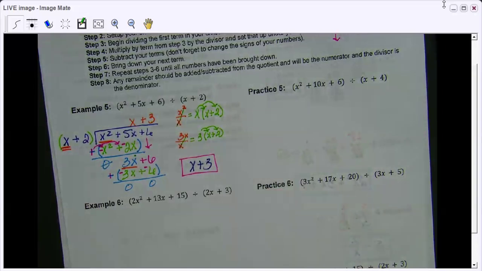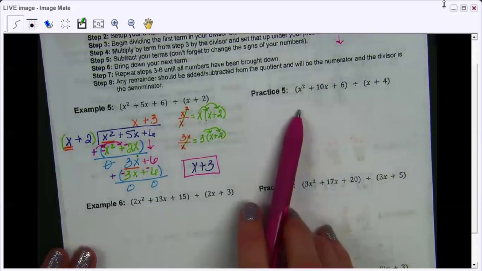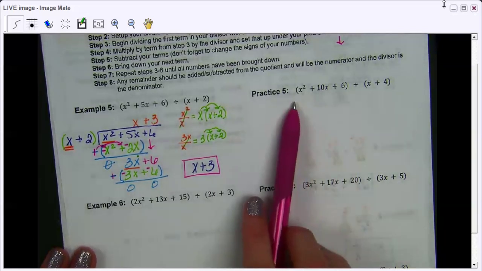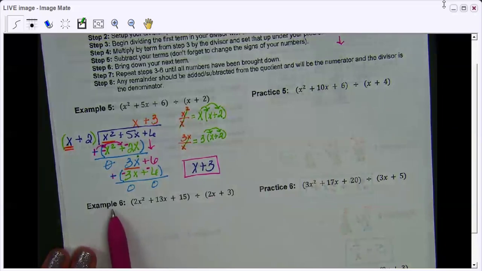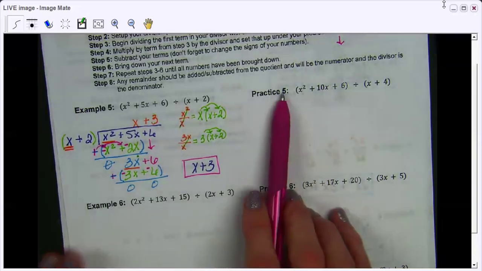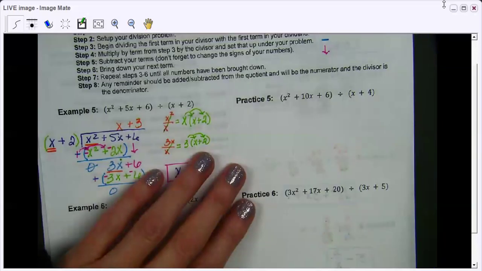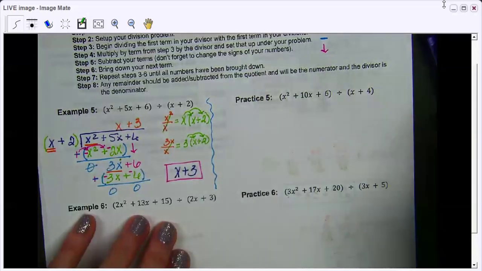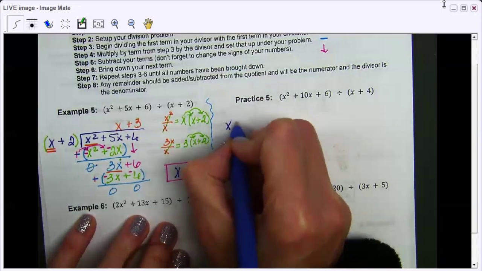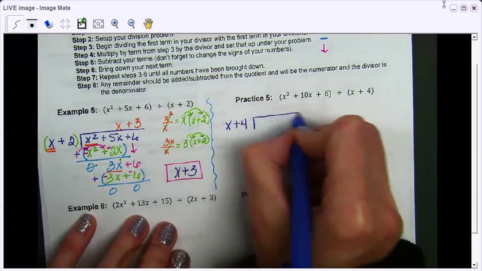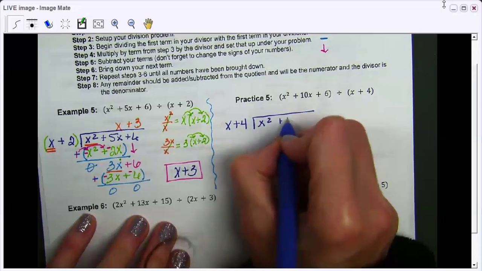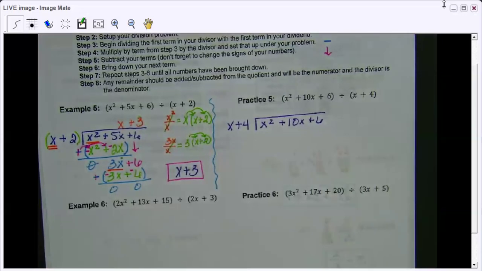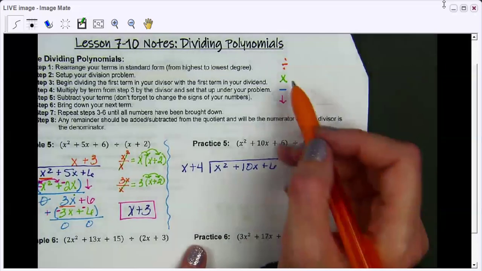Now, I do want to do practice 5. We're probably going to do the first 4 and then just do the examples. But actually, no, I want to do practice 5. Sorry. I want to make sure you guys understand this. So let's go ahead and set this up. We have x plus 4, and we're going to divide that into x squared plus 10x plus 6. So our first step is to divide.